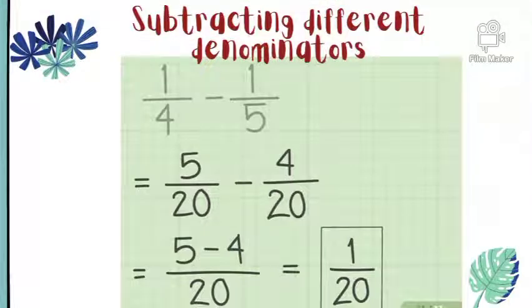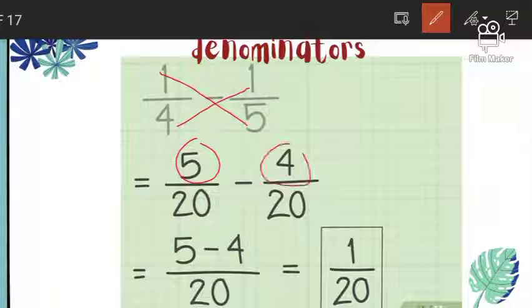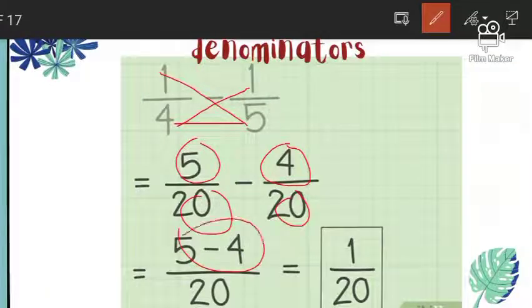Quite simple, right? Okay, let's use our other method, which is the cross multiplication. 5 times 1 is 5. 4 times 1 is 4. And 4 times 5 is 20. So 5 minus 4 is 1 over 20.